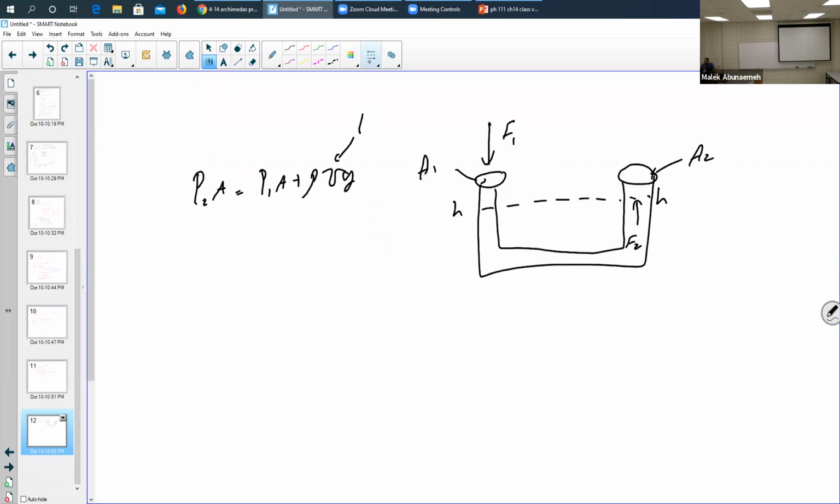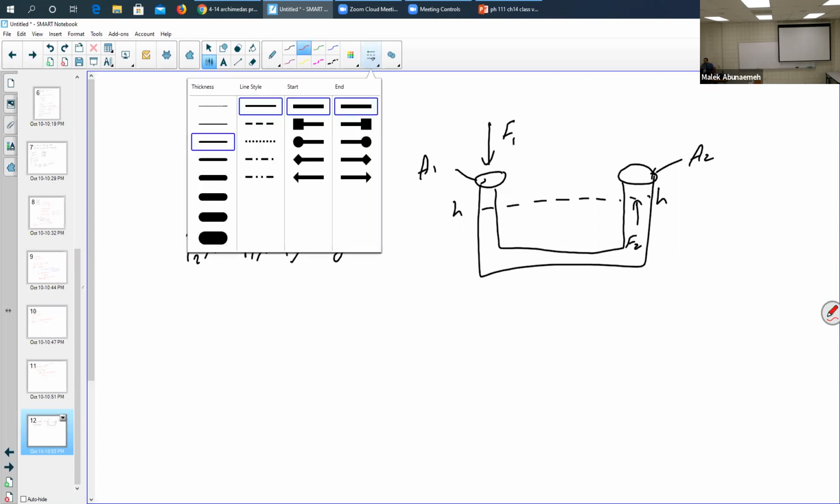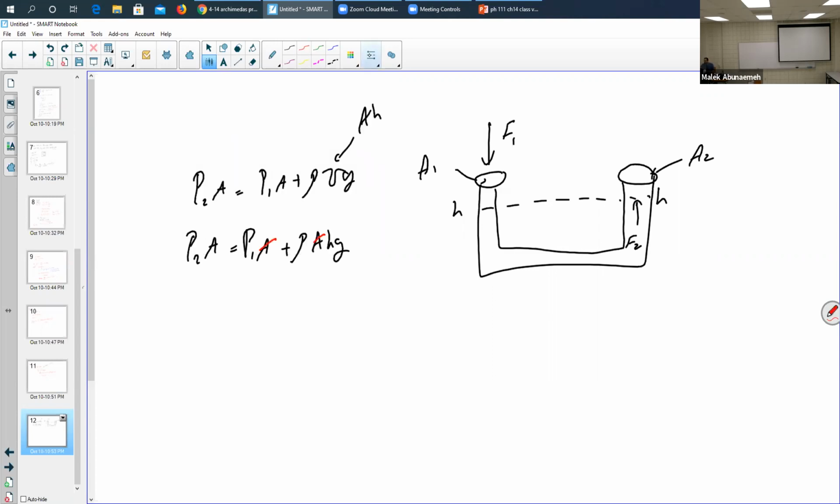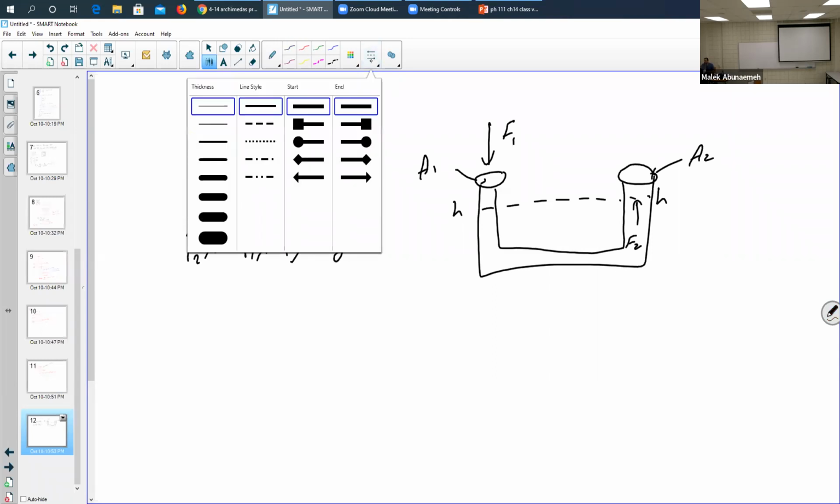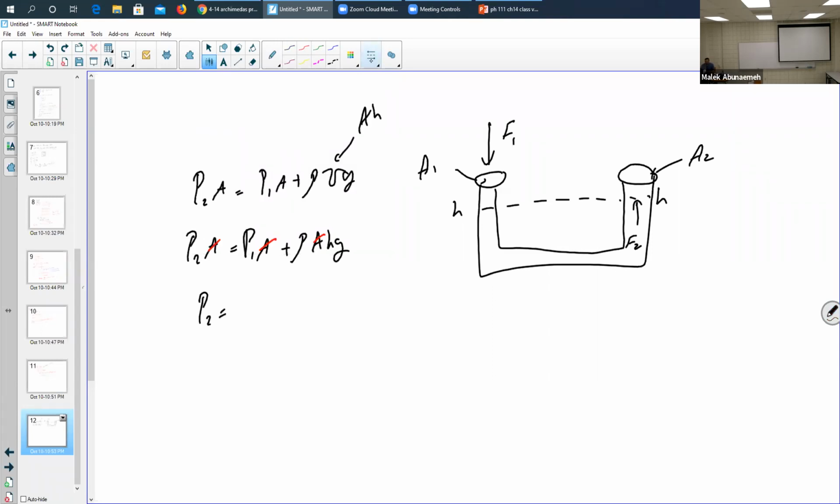which again, your volume is your area multiplied by your height. That means your P2A is going to equal your P1A plus rho AHG. And again, we canceled out all the areas. We've seen that earlier, a little while ago. So your P2 equals your P1 plus rho HG.